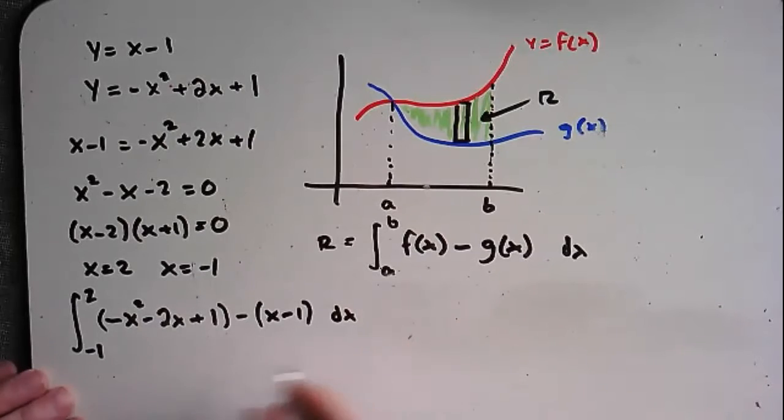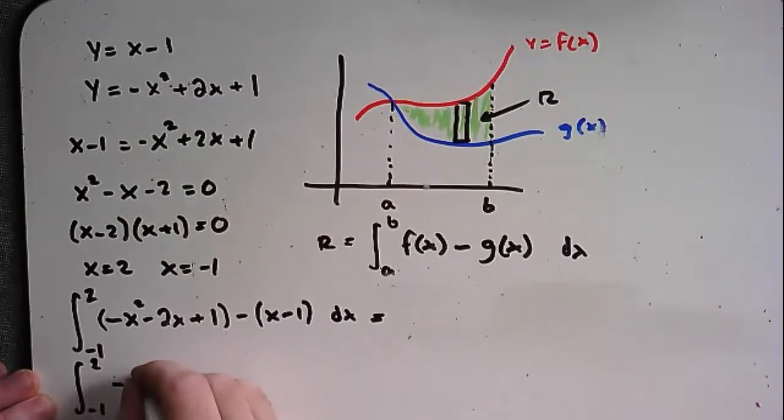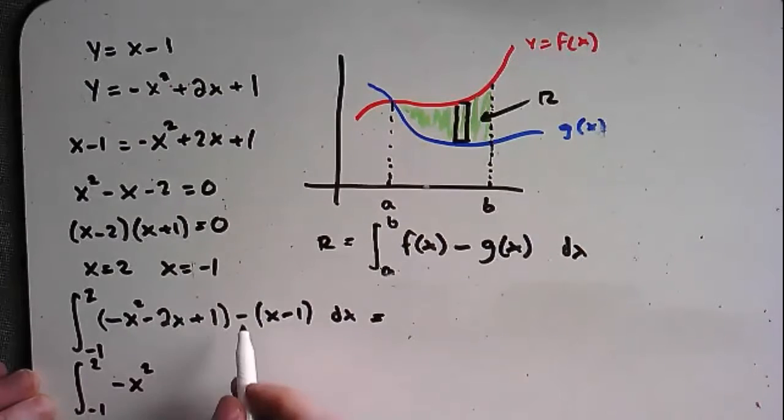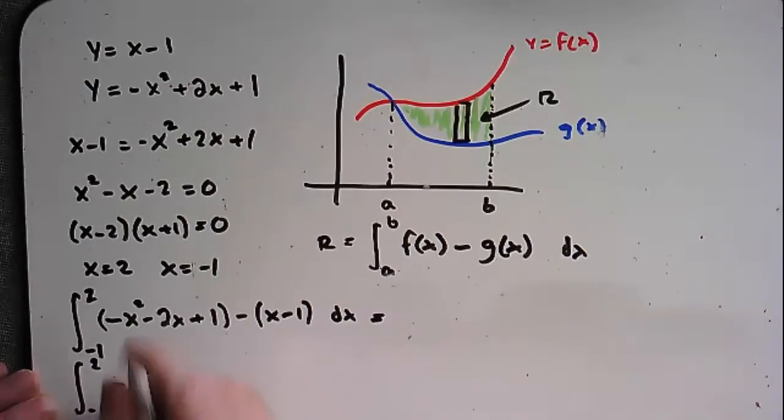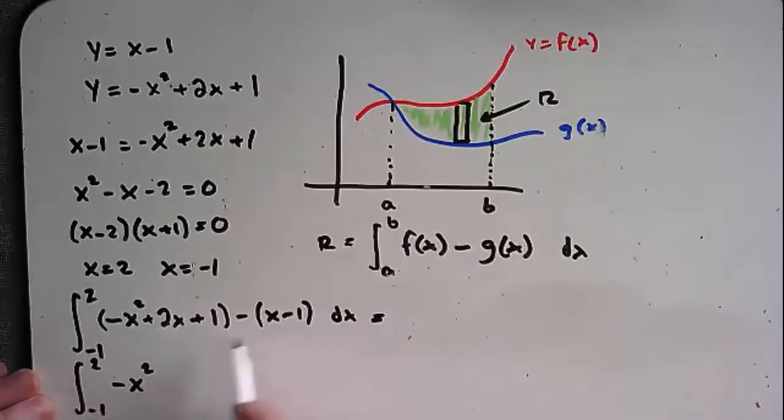So let me finish this problem here. I can simplify that before I evaluate the integral. So we're from negative 1 to 2. And if I completed the subtraction, I'd have negative x squared plus 2x minus x. Oh, sorry, that's supposed to be a plus 2x. There we go. So plus 2x and plus 1. So 2x minus x gives me plus x. And then I have a 1, and then I'm subtracting negative 1, so I have plus 2.